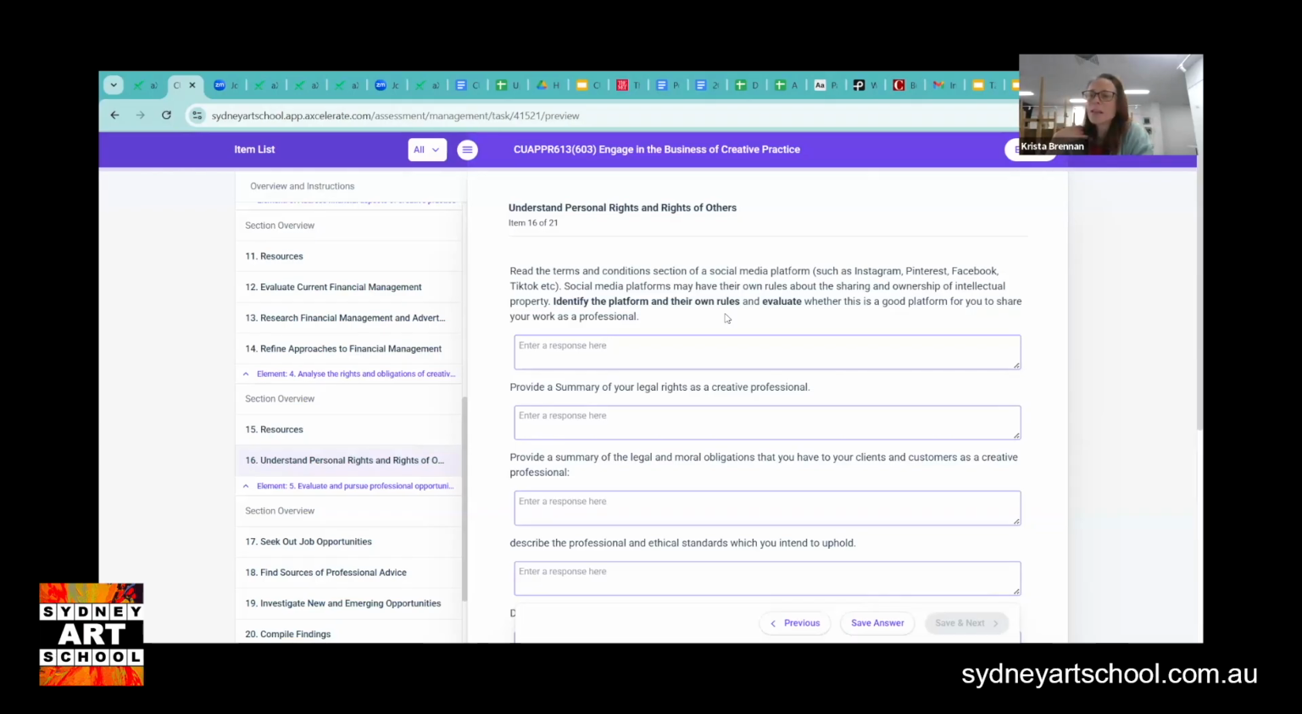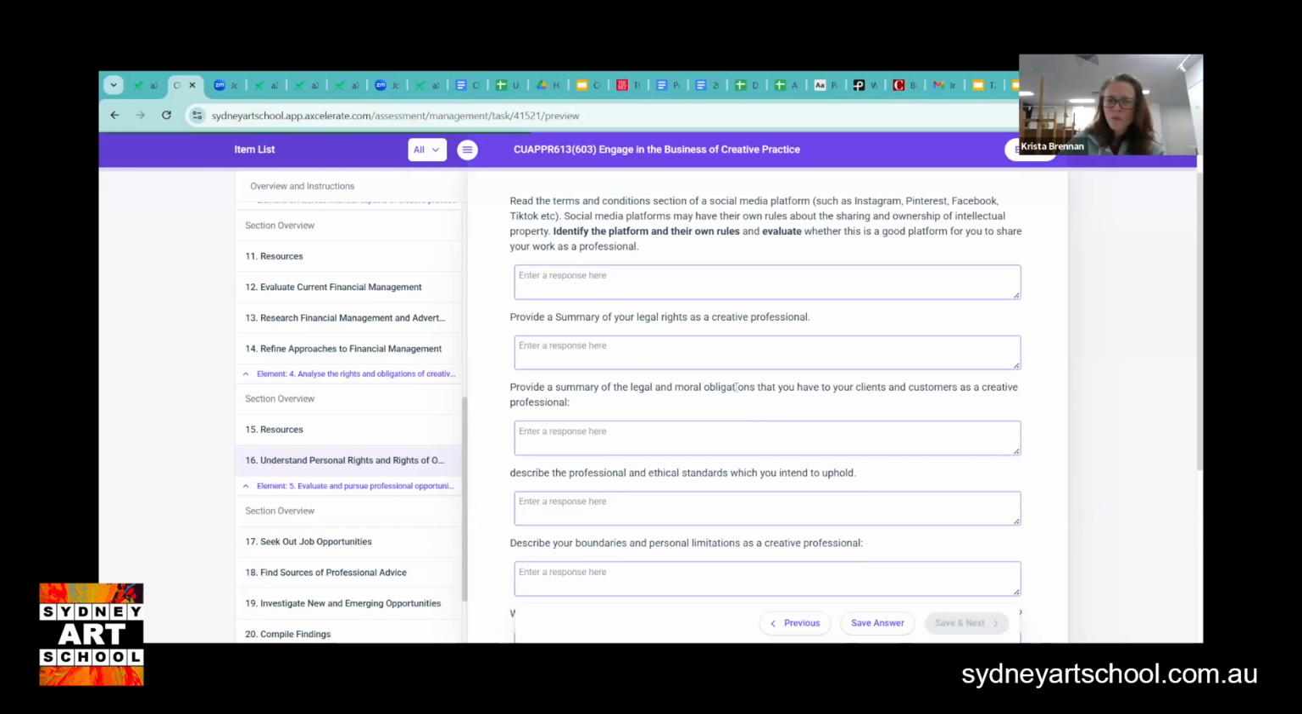It doesn't need to be one of those examples. I mentioned before Blue Thumb. Blue Thumb is a website where people sell their works. So even something like that, I would consider to be appropriate for this question, because there are elements of intellectual property and copyright that are involved in selling your artwork on a website like that. And then identify their own rules and give an answer about evaluating whether or not you think it's appropriate for you. Provide a summary of your legal rights as a creative professional.